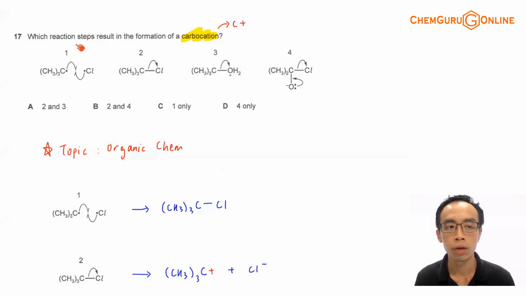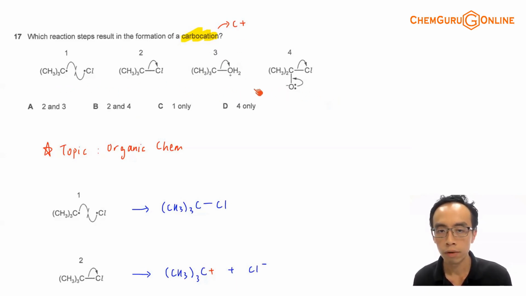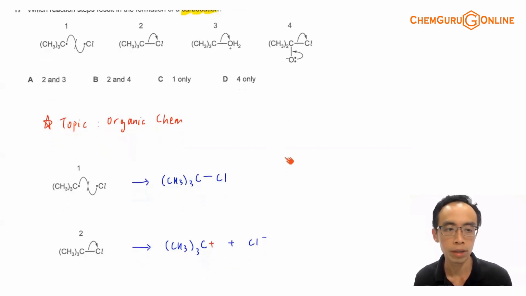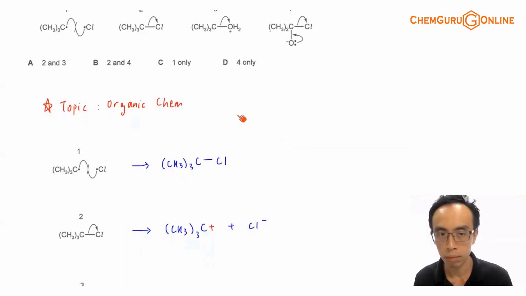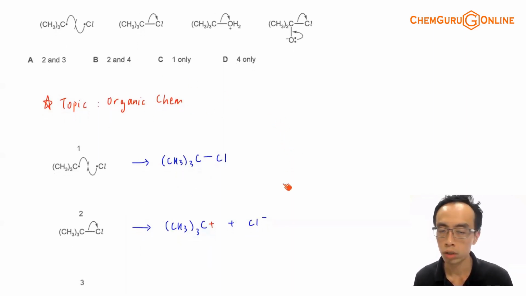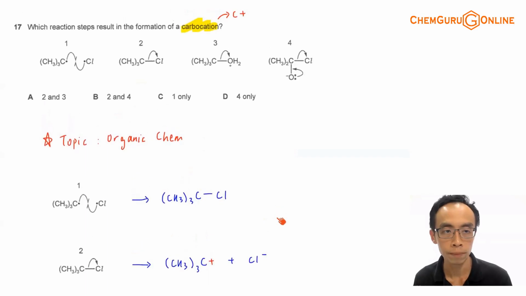Question 17, which reaction steps result in the formation of a carbocation, a carbon which is positively charged? Now, I have 4 arrow pushing steps: 1, 2, 3, 4. We just need to figure out for each one of them which one will give me a carbocation. The topic tested in this question is under organic chem, a little bit related to mechanism, because we need to interpret the arrow pushing.